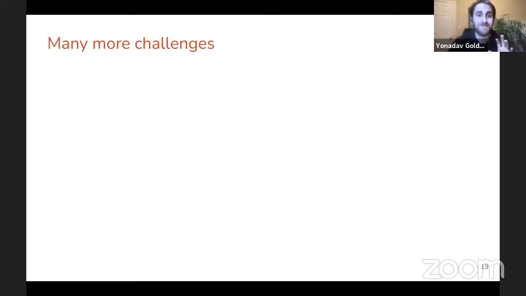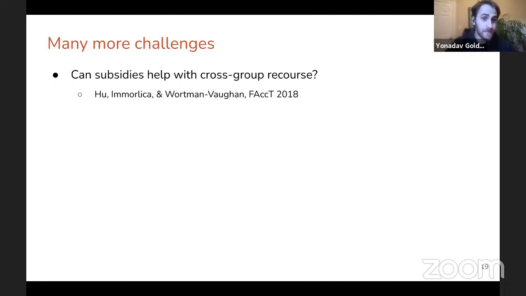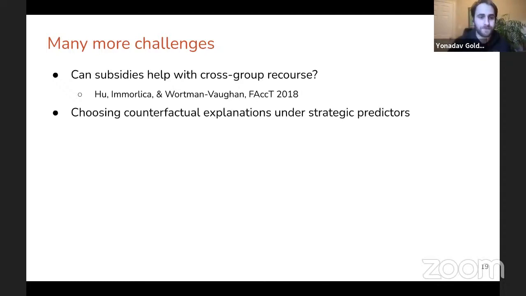So one question is, can subsidies help with cross-group recourse when some can pay more than others? And the really interesting finding is that sometimes they make everybody worse off, but also sometimes they make everybody better off. This is from a paper by Hu, Immorlica, and Wortman Vaughan from this conference in 2019, actually, that shouldn't be 18.